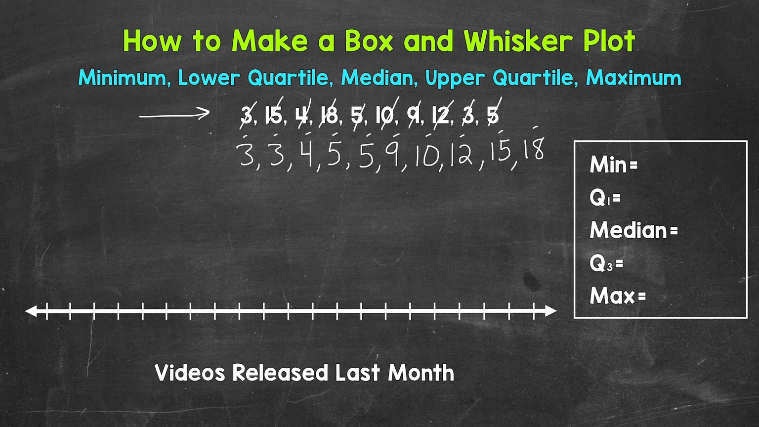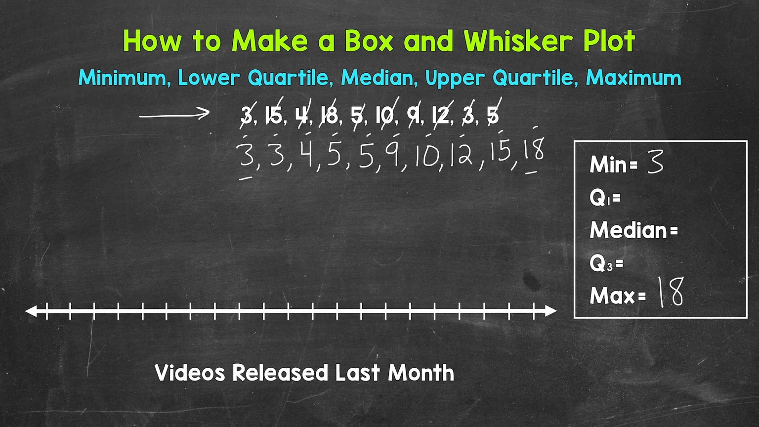The minimum, the first quartile, the median, the third quartile, and the maximum. Let's start with the minimum and maximum, which are just the smallest and largest numbers in value. The minimum is 3, and the maximum is 18. So minimum is 3, and maximum is 18.